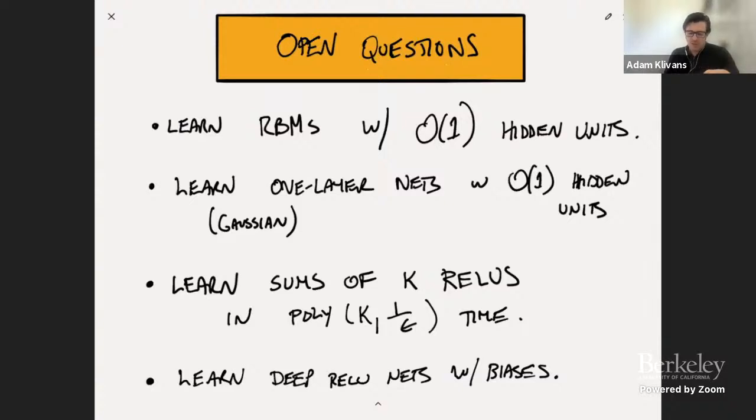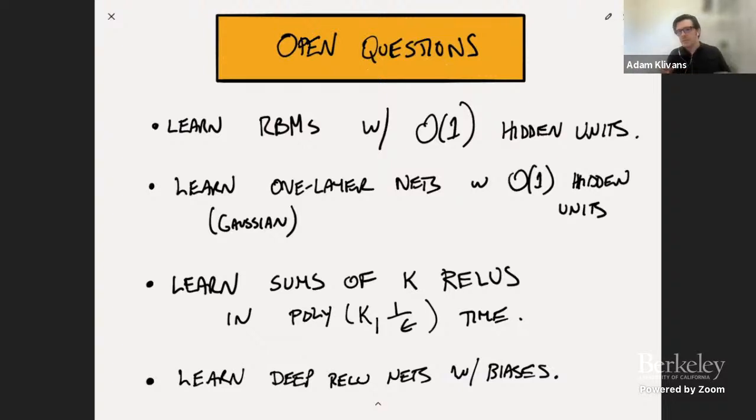Learn, and you can see a relationship here, one-layer neural networks with respect to a Gaussian distribution with a constant number of hidden units. That's also, as I mentioned last time, open, and I don't have any hardness results for doing that. You could try and learn sums, so non-negative combinations of k ReLUs, in fully polynomial time in k and 1/epsilon, so try and beat the Diakonikolas-Kane bound.